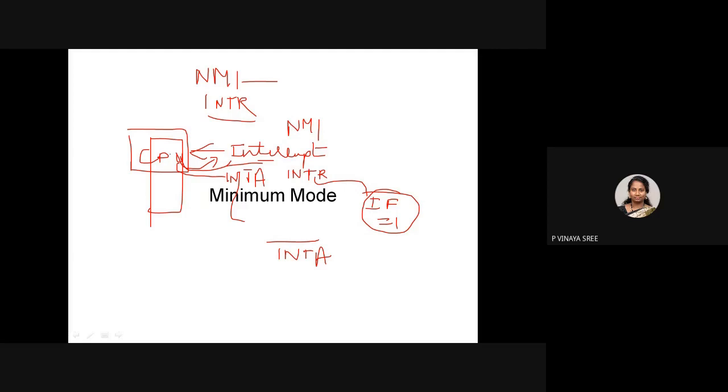Whatever the interrupts are, it may be an NMI or it may be INTR, when an interrupt occurs, what will the processor do? Let us consider the processor has completed the fetch. Now it is in decoding.